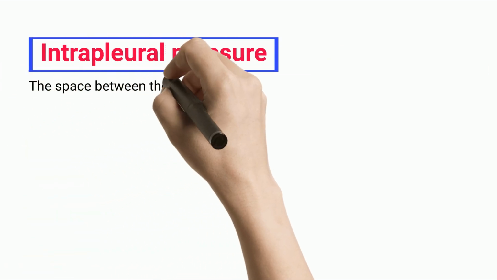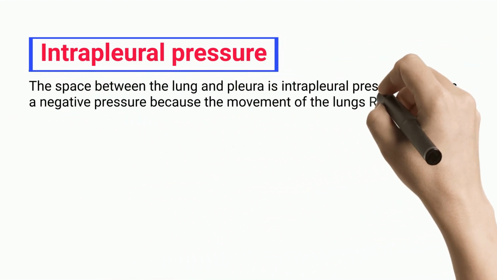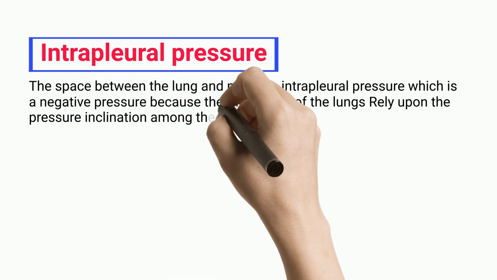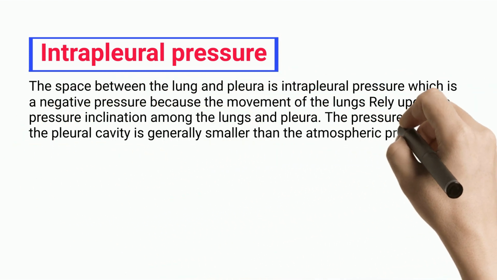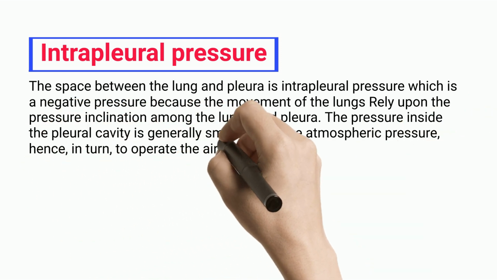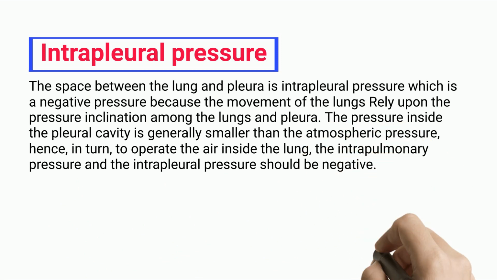Intrapleural pressure. The space between the lung and pleura is intrapleural pressure, which is a negative pressure because the movement of the lungs relies upon the pressure gradient between the lungs and pleura. The pressure inside the pleural cavity is generally smaller than the atmospheric pressure, hence, in order to operate the air inside the lung, the intrapulmonary pressure and the intrapleural pressure should be negative.